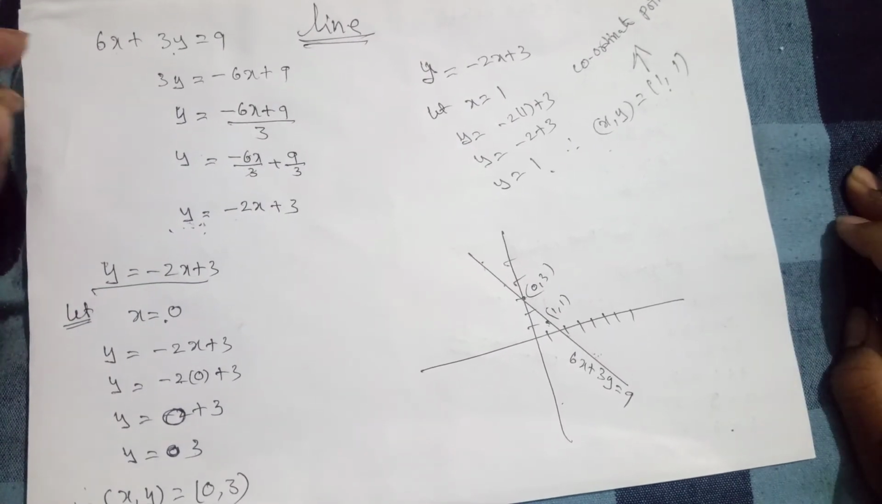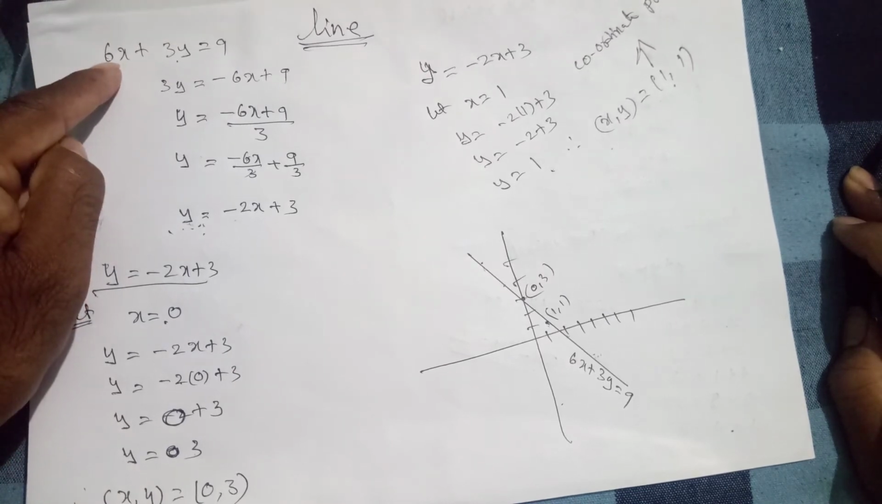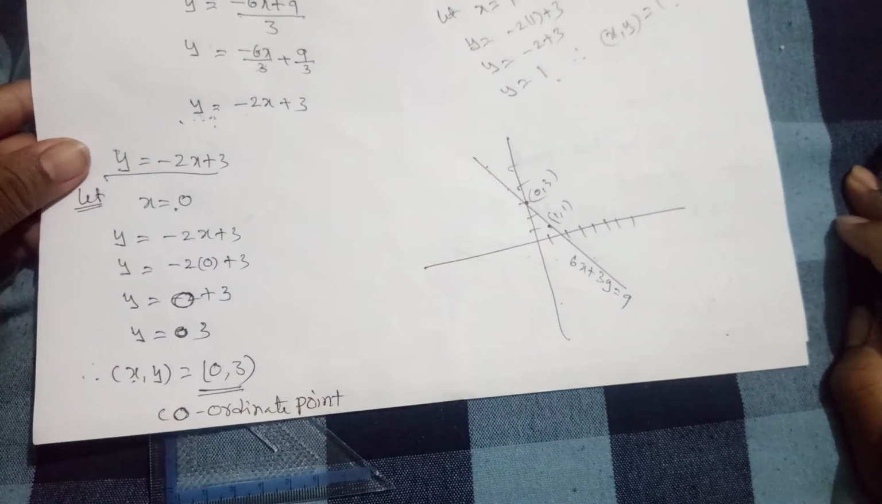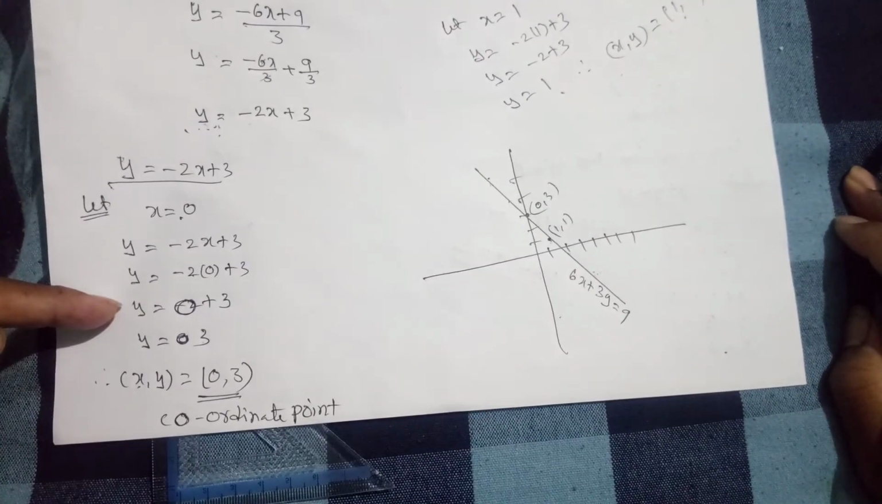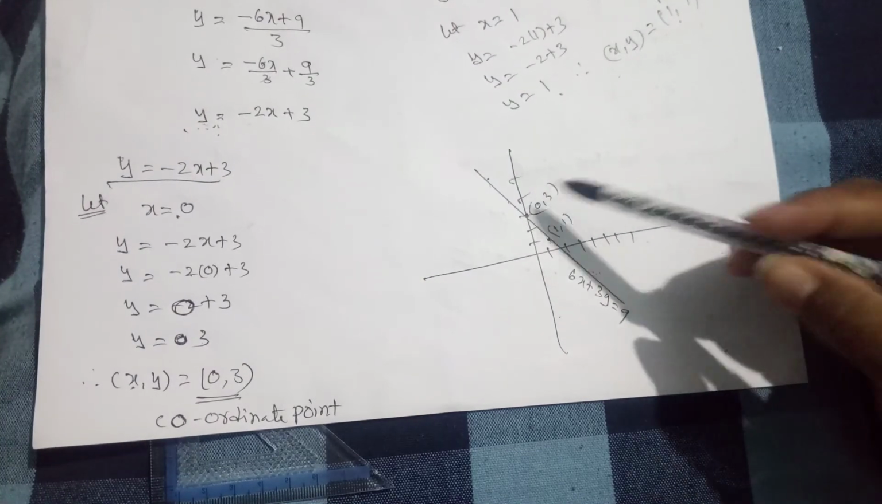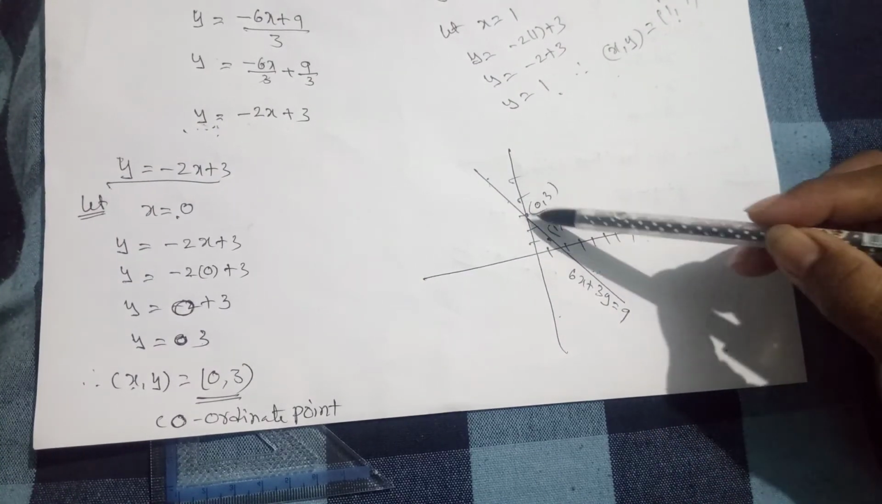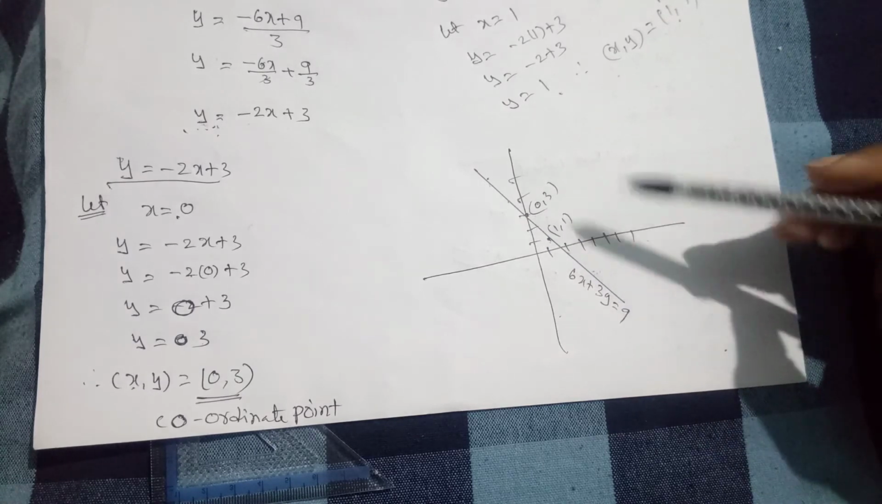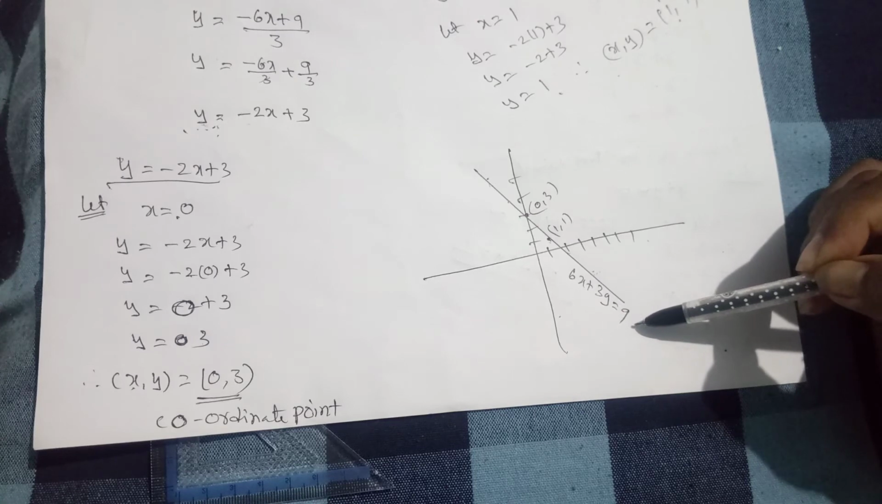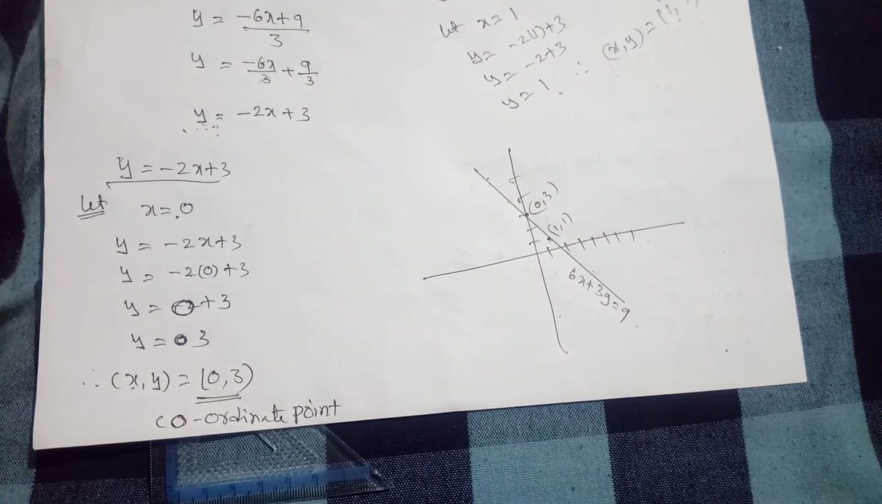So I would like to repeat the steps. Take the algebraic equation, convert it into y form, and obtain a coordinate point, and another coordinate point. On a graph you can draw the line passing through the 2 points. So the name of the line is 6x plus 3y is equal to 9. In this way we can represent a linear equation in 2 variables.